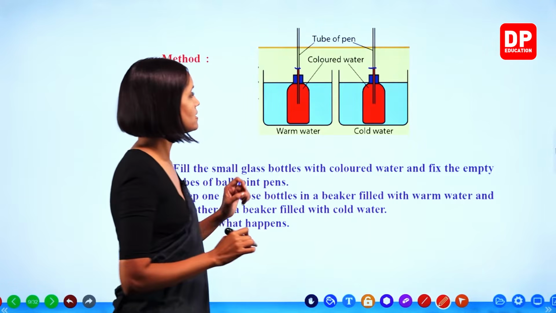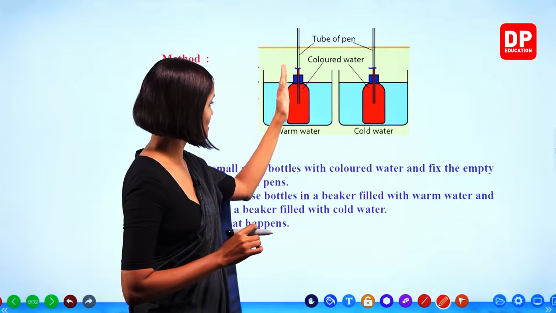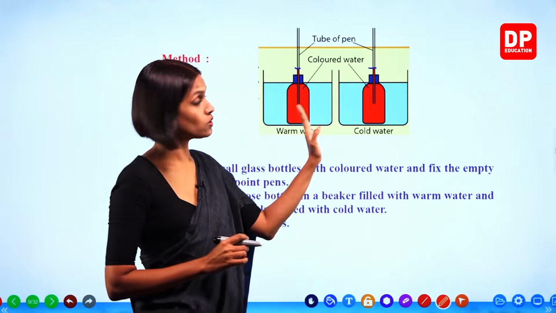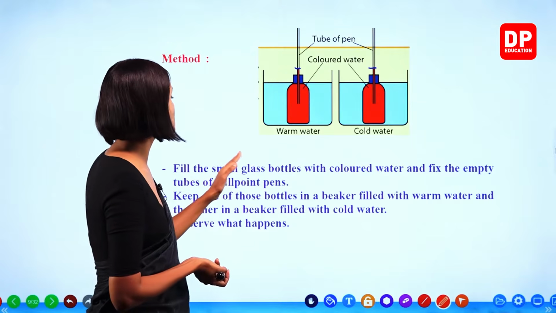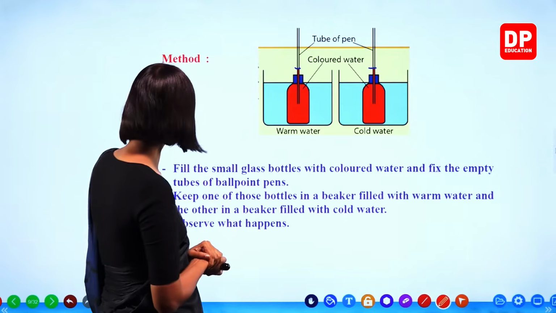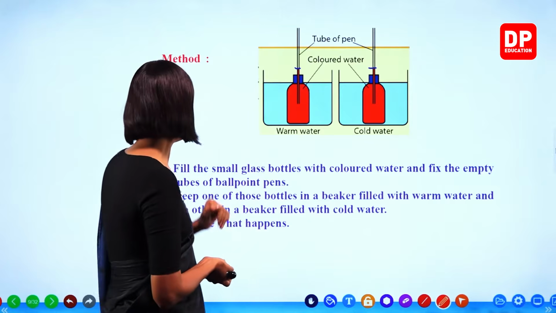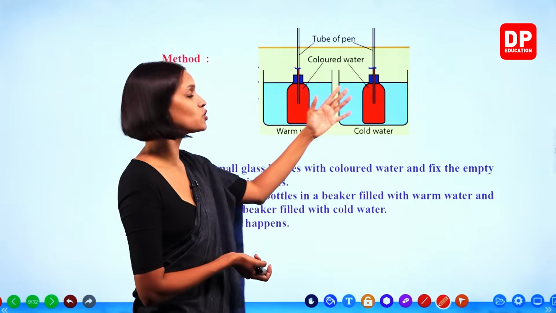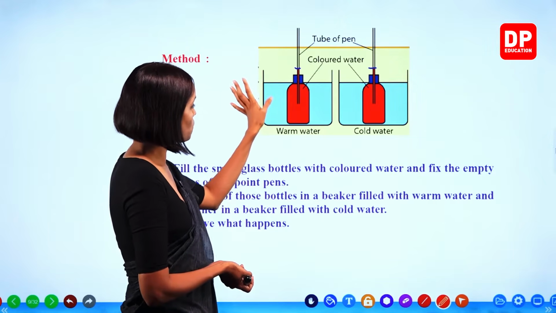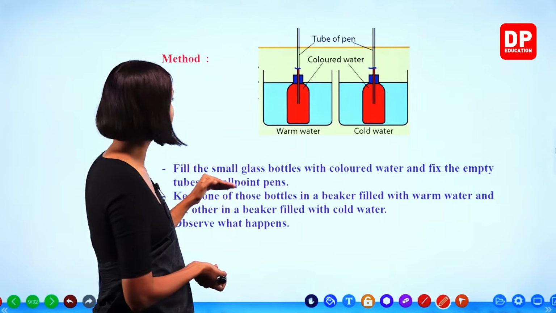So initially, both the levels will be the same as you use similar glass bottles, similar rubber stoppers and similar empty pen tubes. Okay? So fill the small glass bottles with colored water and fix the empty tubes of ballpoint pens. Okay? Keep one of those bottles in a beaker filled with warm water and the other in a beaker filled with cold water. This is the difference here. One of these bottles should be immersed in warm water beaker. The other one should be immersed in cold water. Right? Observe what happens here.